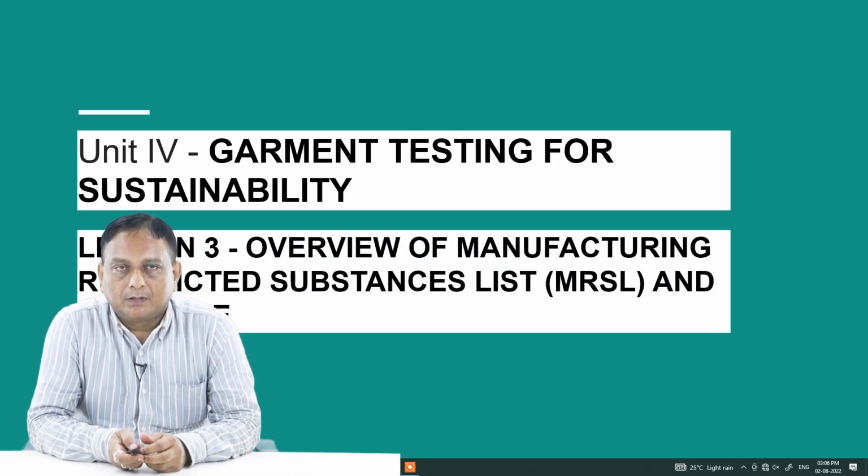and in this unit we have talked about lesson 2, the testing of restricted substances. We talked in lesson 2 about the different areas of concern and restricted substances which are there in the garment and how they are getting tested, and which equipment is used.